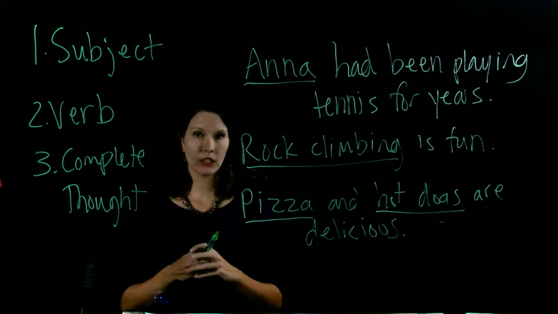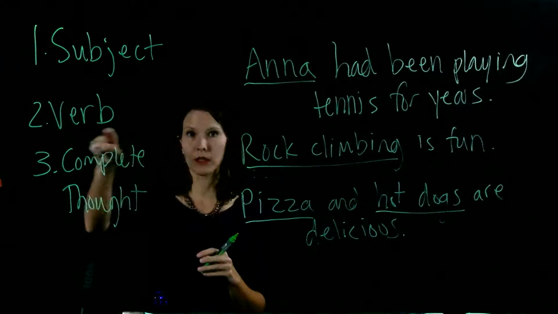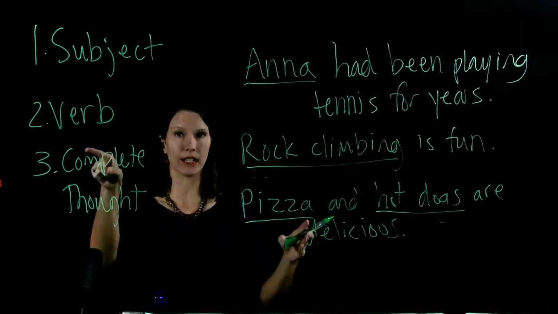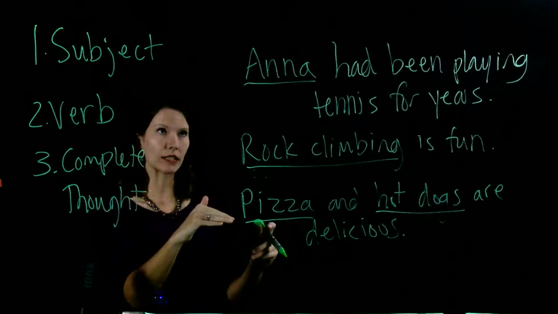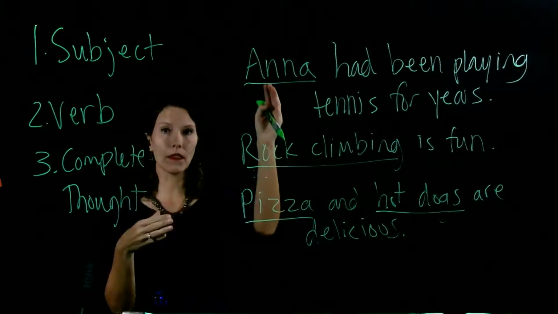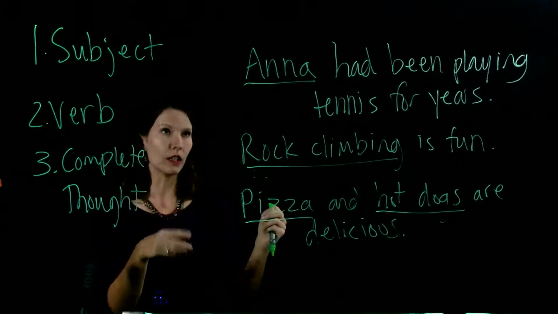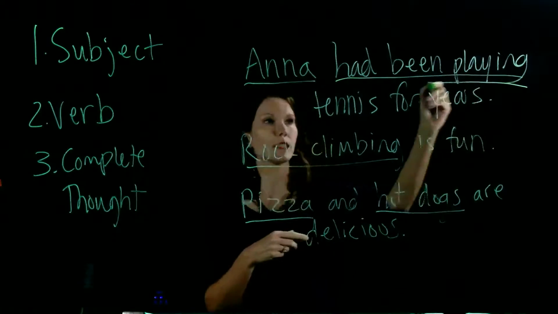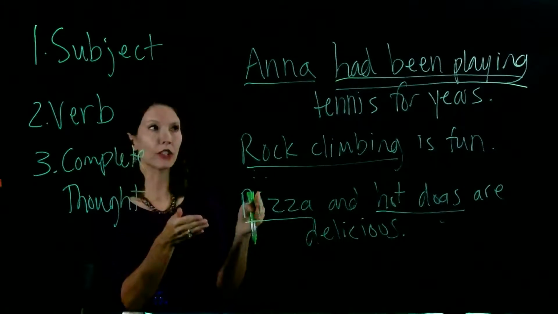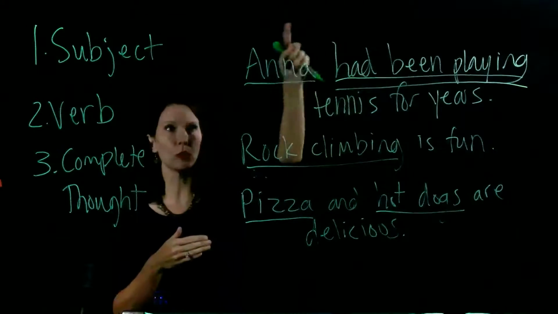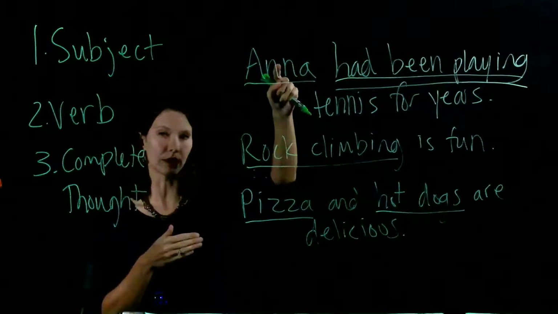The second element of a complete sentence is the verb. So in order for a group of words to be a complete sentence, it must contain a verb. So looking back at our examples, the verb is the action of the sentence. It's what the subject of the sentence is doing. So in this first example, Anna is the subject, and what she was doing is she had been playing. So this is an action verb that tells you what the subject of the sentence is doing.